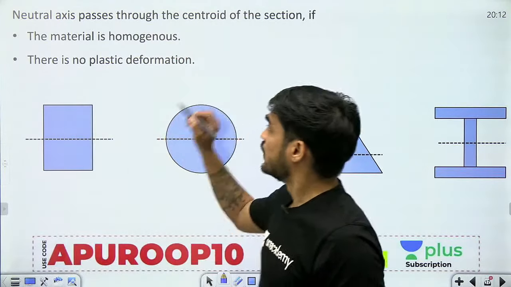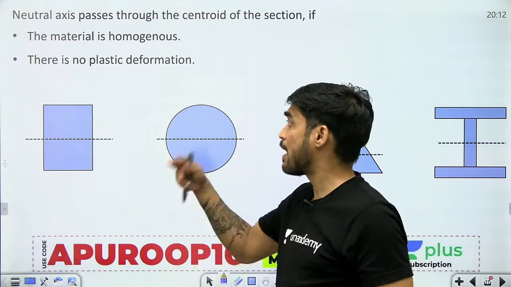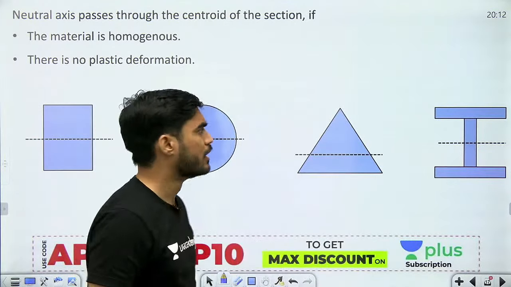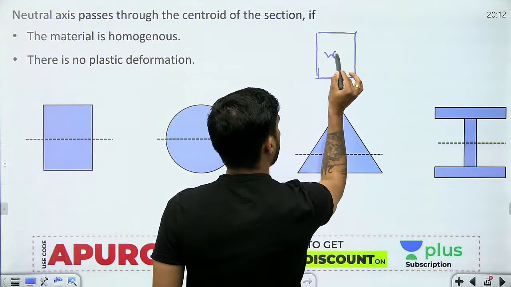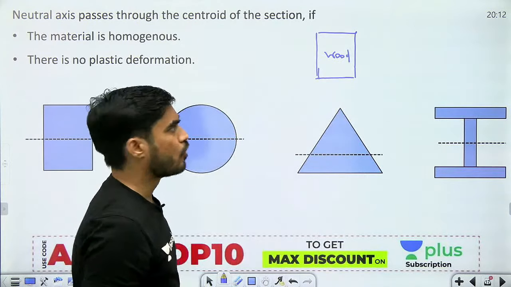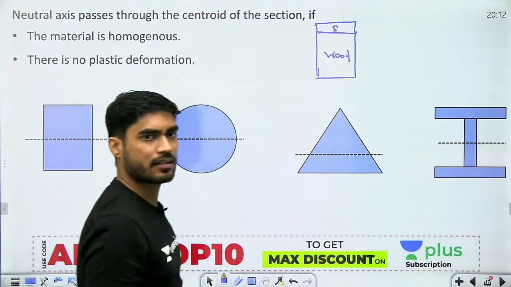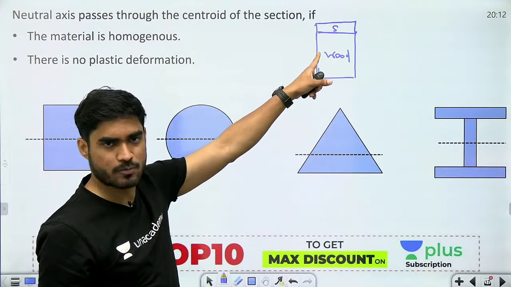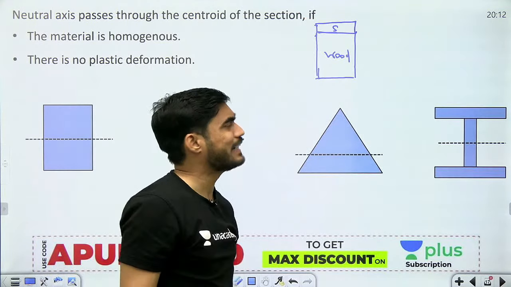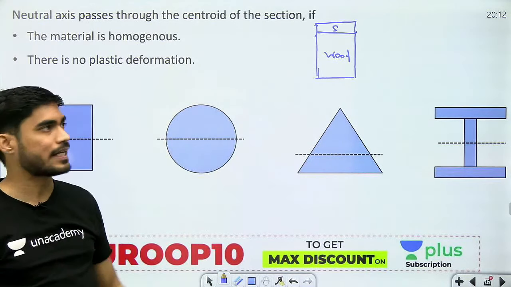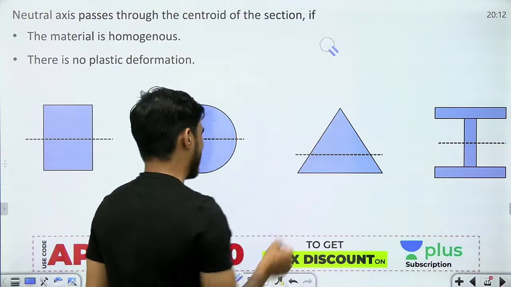ठीक है, सो बेटा न्यूट्रल एक्सिस पासेस थ्रू द सेंट्रॉइड इफ फर्स्ट द मटेरियल इज होमोजेनस. अब आप बोलोगे नॉन होमोजेनस मटेरियल कब मिलेगा? तो बेटा अगर मान लो लेट्स सेय वी हैव अ वुडन बीम, मान लो एक वुडन बीम है और उसके ऊपर मैं एक स्टील की प्लेट लगा देता हूं. If I put a steel plate, so now it has become a non homogeneous material, right? This much beam is made of wood, this much beam is made of steel, so this has become a non homogeneous material. So in this case the neutral axis will not pass through the centroid.